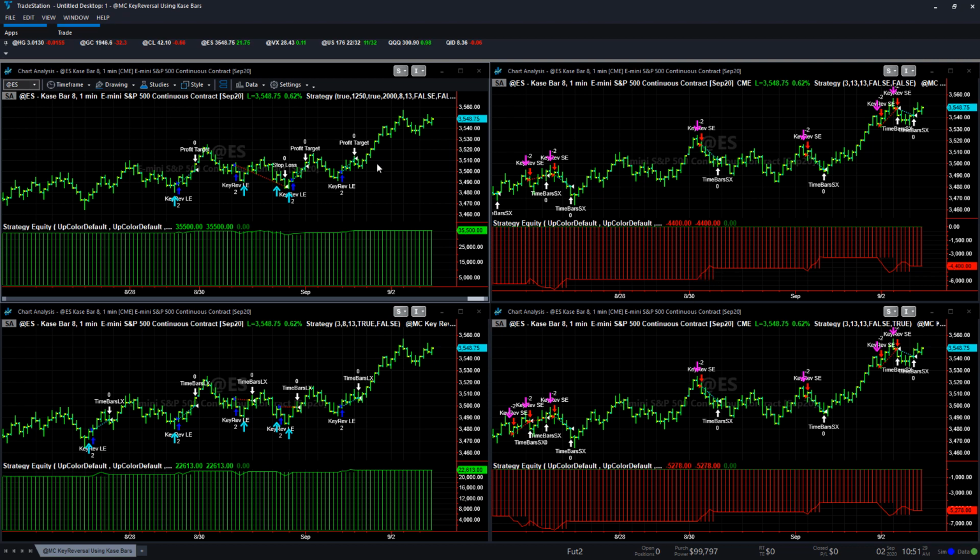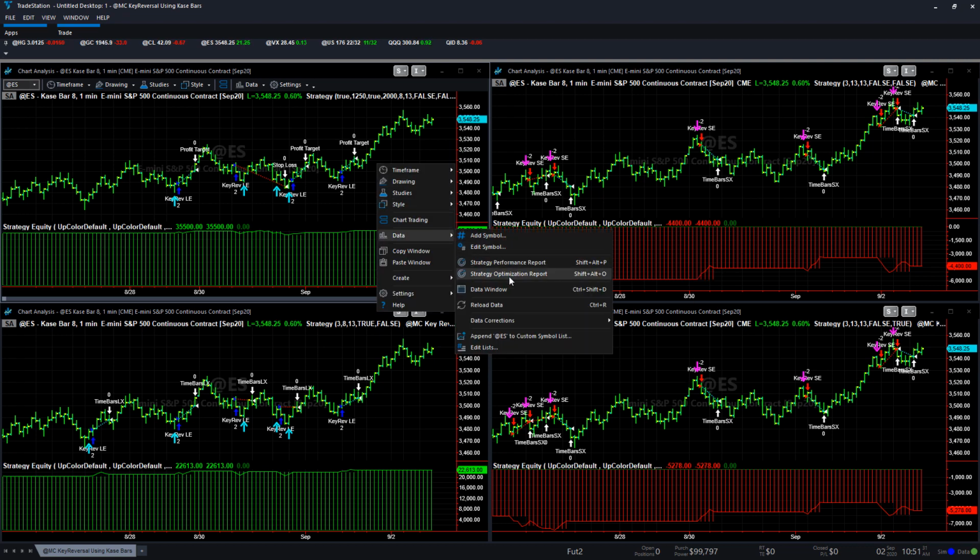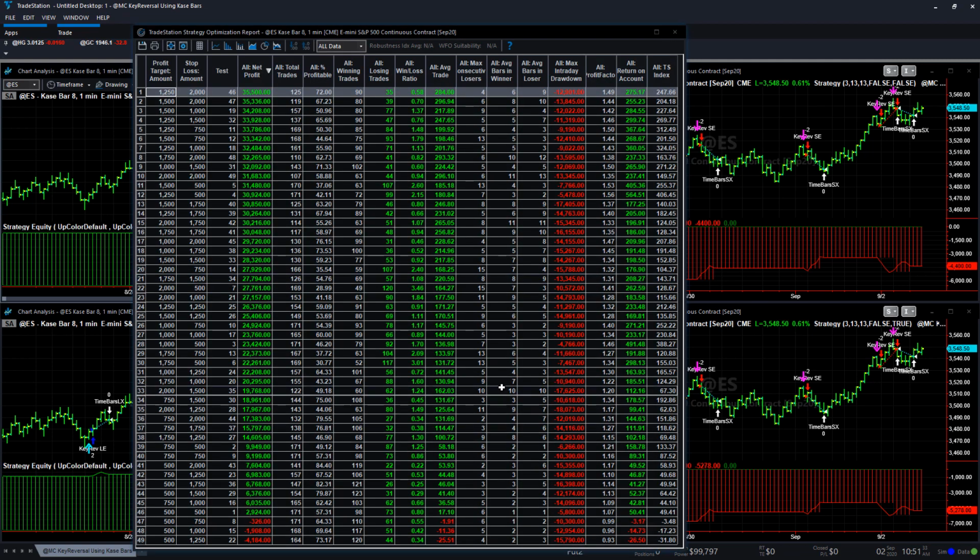Then I can right click and go to Data, and here's the optimization report that we looked at in the PowerPoint. Notice that almost all of the tests are profitable except for a few here at the bottom. We definitely want to look at those inputs and see whether or not that is consistent as we move up the list. So you can see that low profit targets and stop losses typically don't do as well. So that's interesting to know. And then as we move up, we want to see what the best results are. And we want to see that they're also in a family of best results.